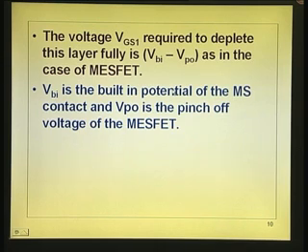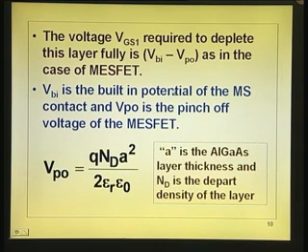And VP0 is the pinch off voltage, which I have written down there, equal to q Nd A squared by twice epsilon epsilon 0. That is VP0, which you are all very familiar with. Nd is the doping in the N plus layer, A is the thickness of the layer, the 2D gas layer thickness, and Nd is the dopant density of the layer.